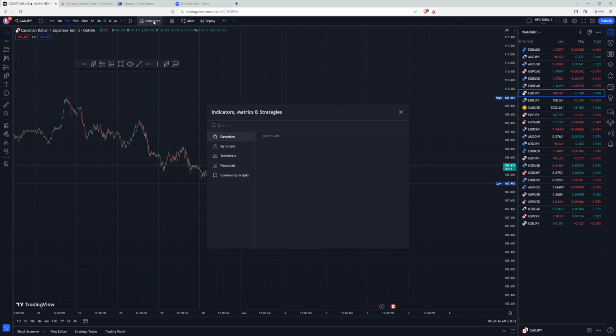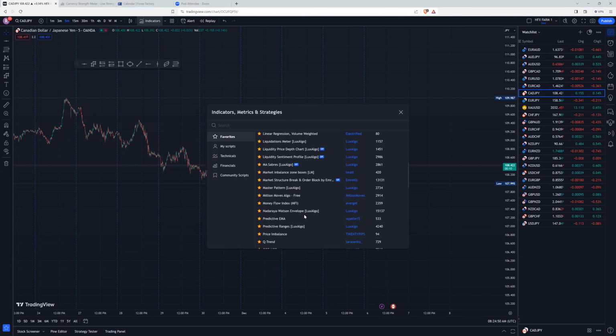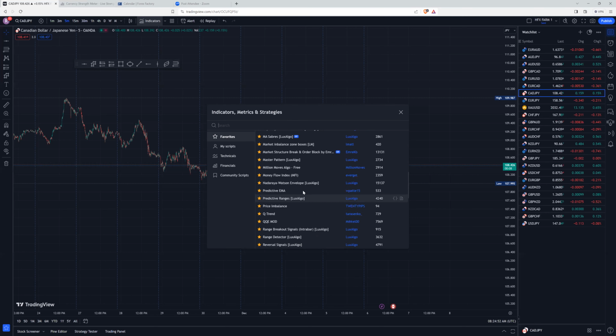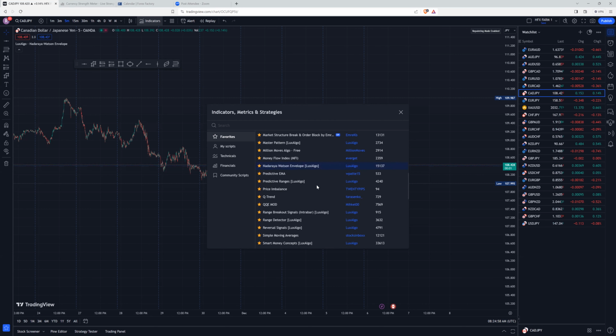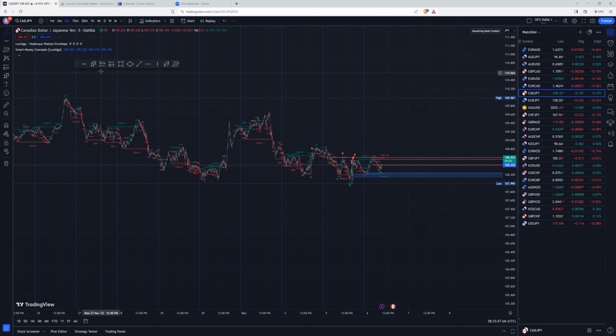So firstly, when you get on your TradingView, you search for Nadaraya envelope. That's it right here by LuxAlgo. Click it. That's the first indicator. The second one is smart money concept by LuxAlgo. You click it. Those are the only two indicators you'll be using.